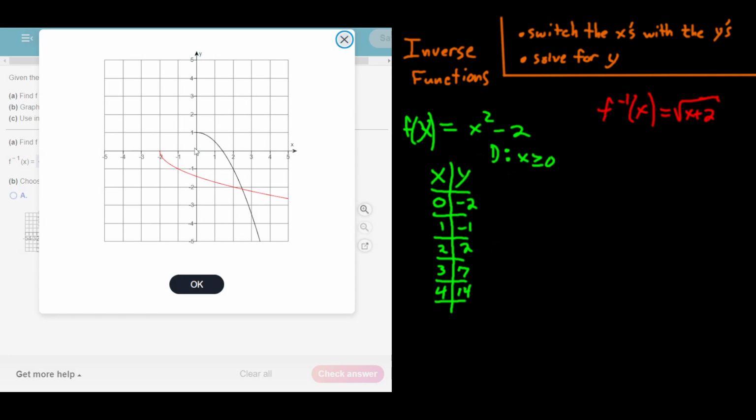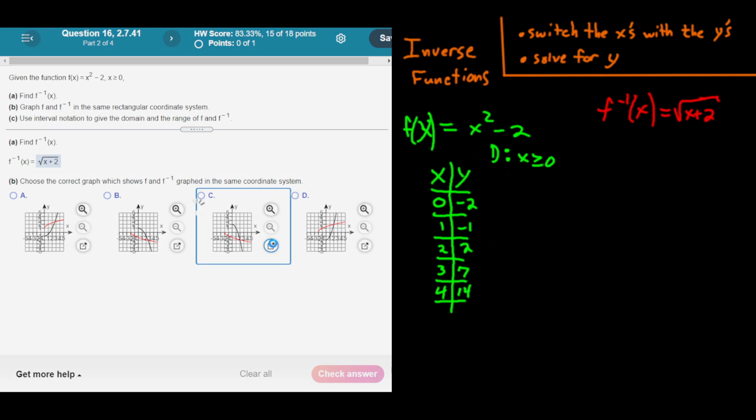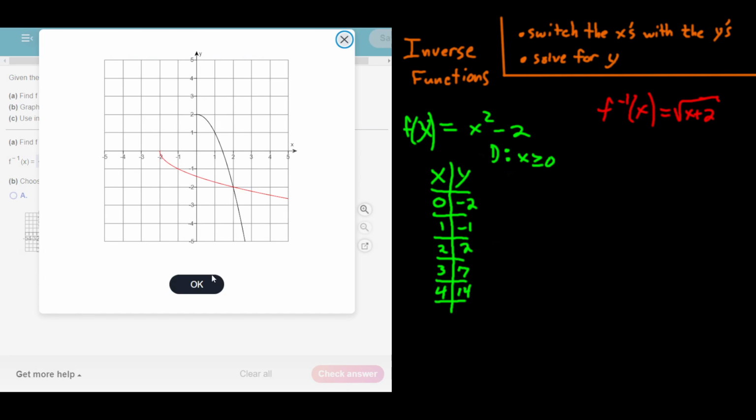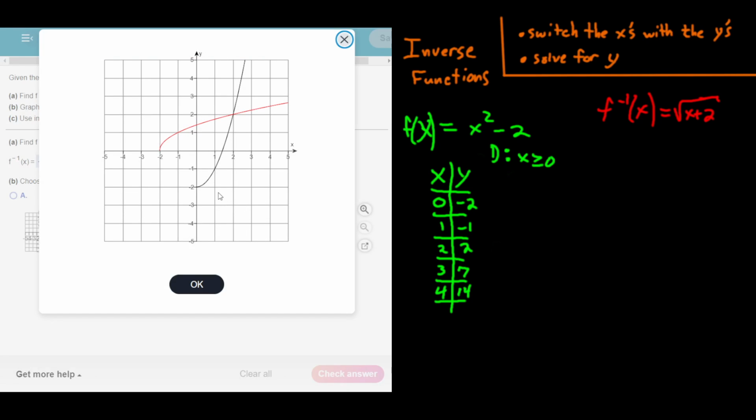Now, do we have 0, negative 2 here? No, we do not. Here's the point 0, negative 2, but there's nothing touching it, so it's not going to be B. What about here? Nope, there's nothing touching it. It's interesting how that works. What about here? Yes, this is the only one that has 0, negative 2 going through it. What about 1, negative 1? There it is. What about 2, positive 2? There it is. So all these points are corresponding.